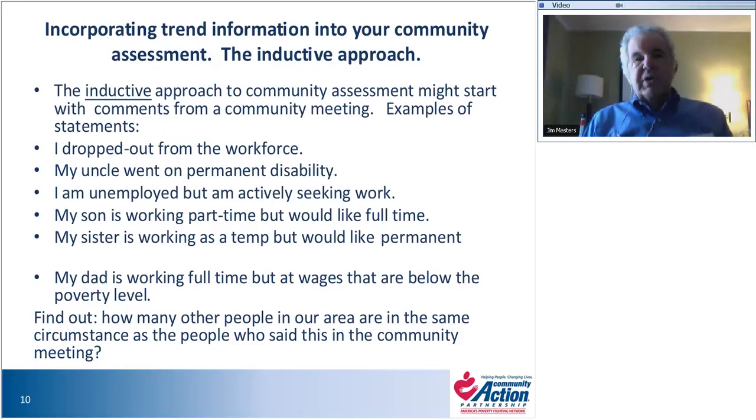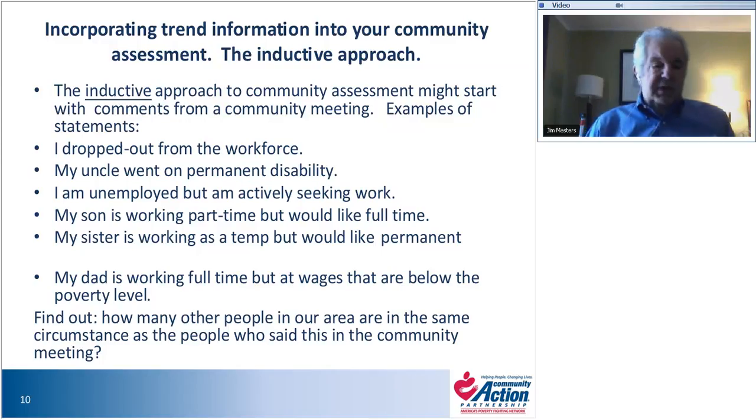One is that you start with what we call the inductive approach, working from the particular up to the general. So you start with, for example, comments in a community meeting, statements like these. I've quit looking for work. Or I'm only marginally attached to the workforce, i.e., I haven't looked in the past 6 months, or I'm unemployed. I've been looking for a job in the past 4 weeks, or one of my relatives went on disability. I have a relative who's working part-time.